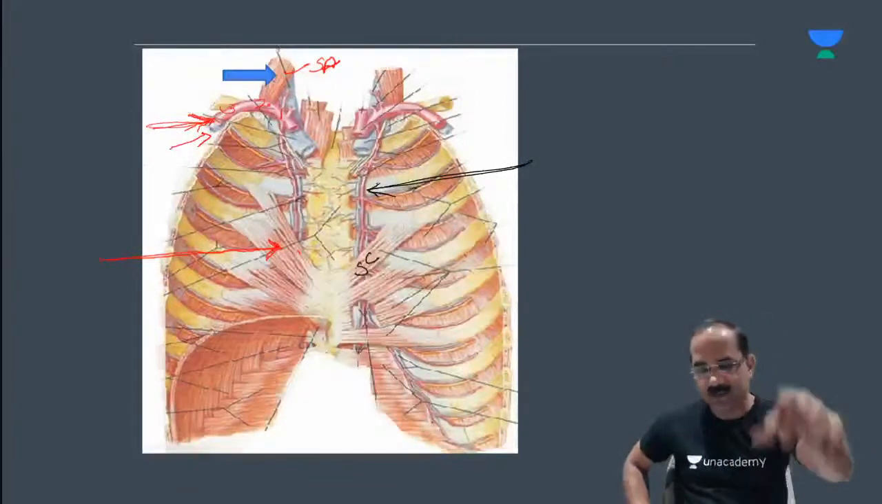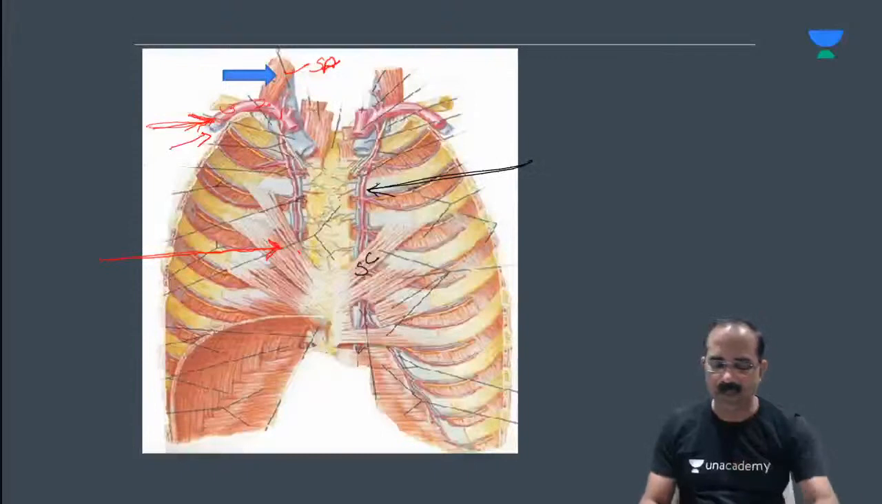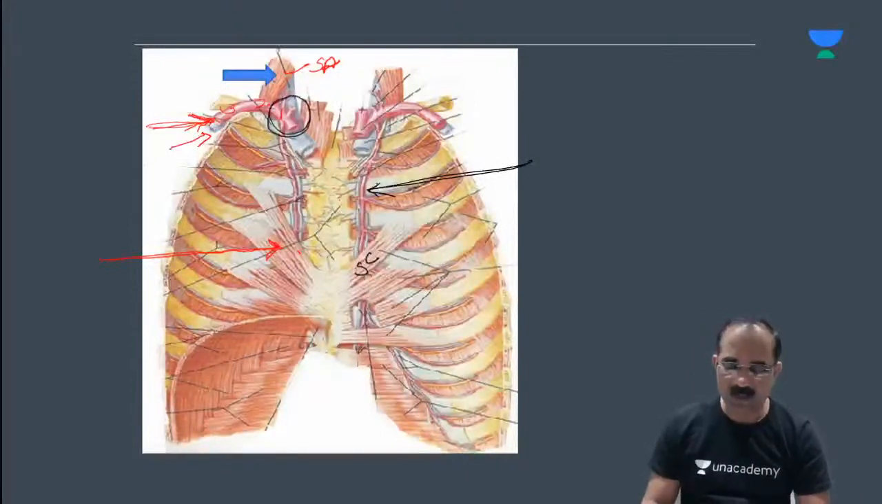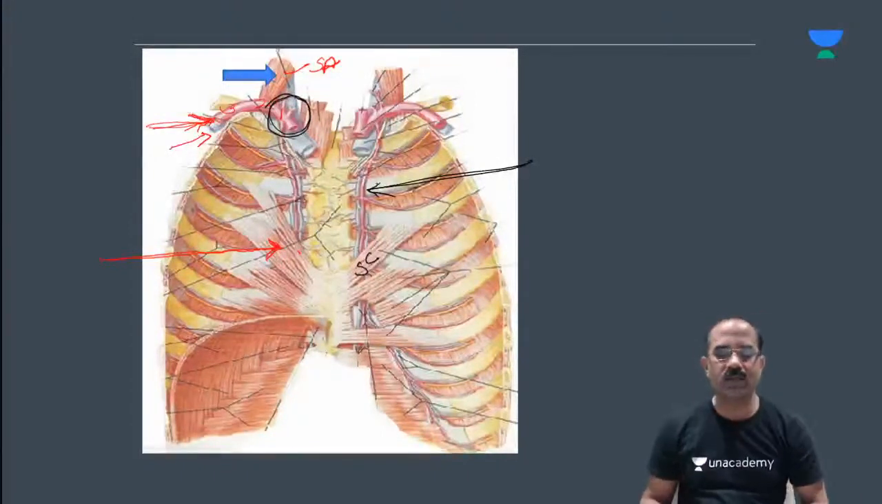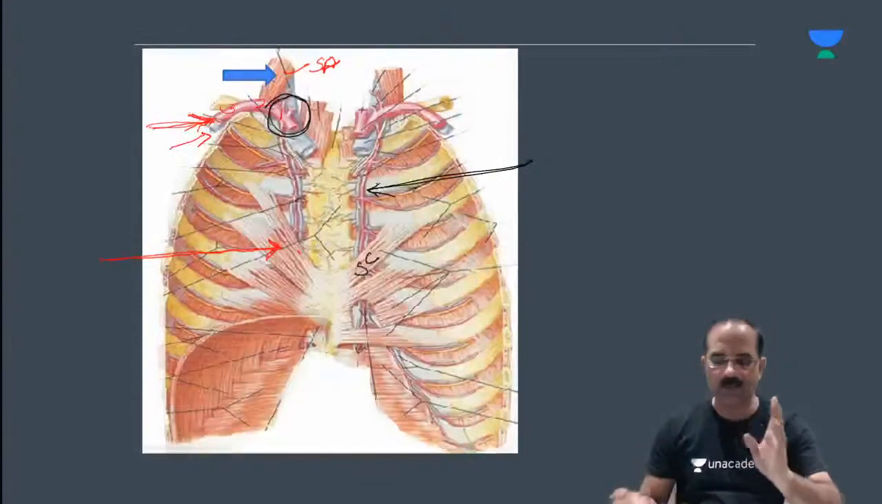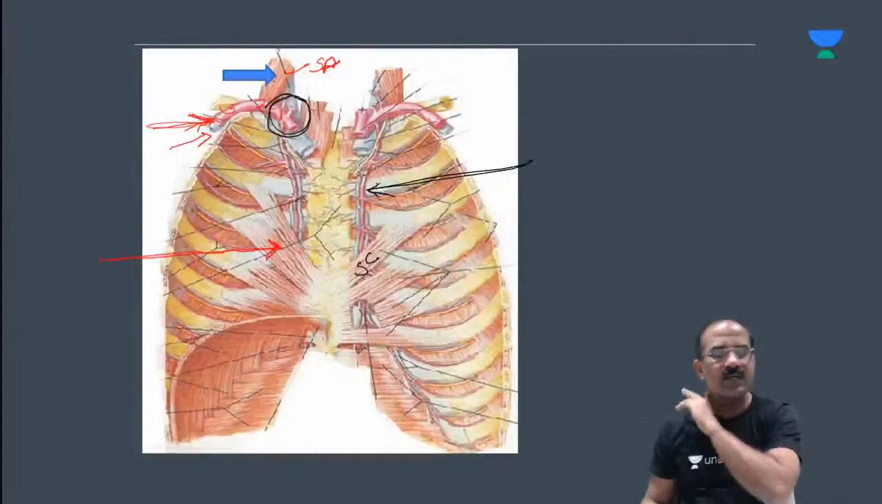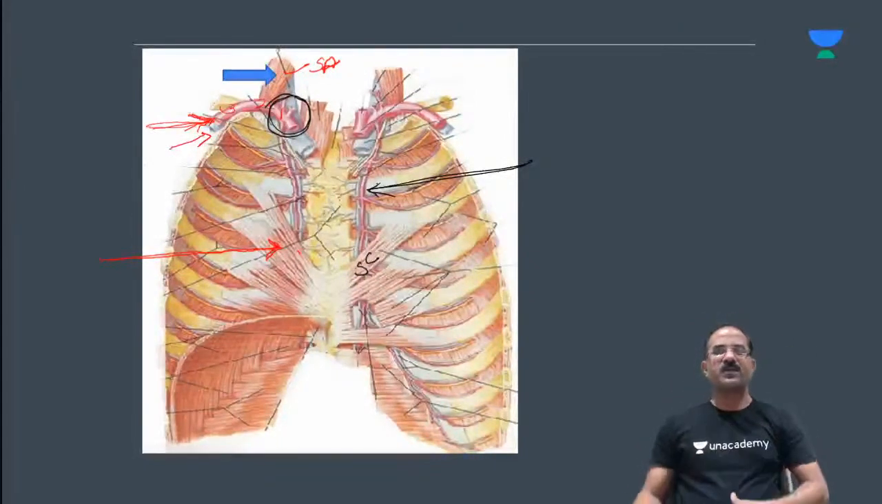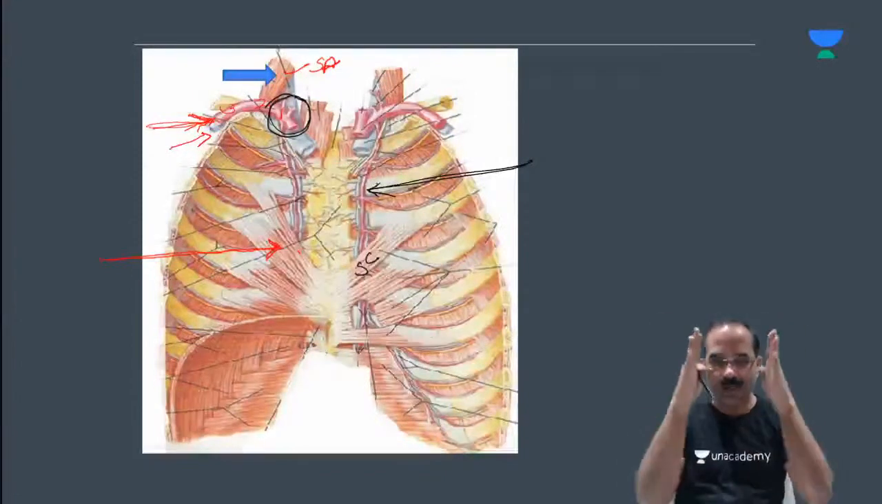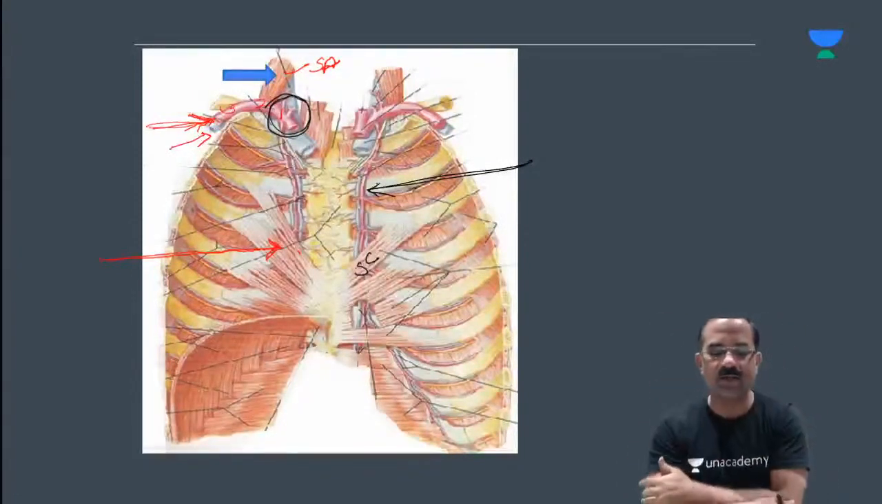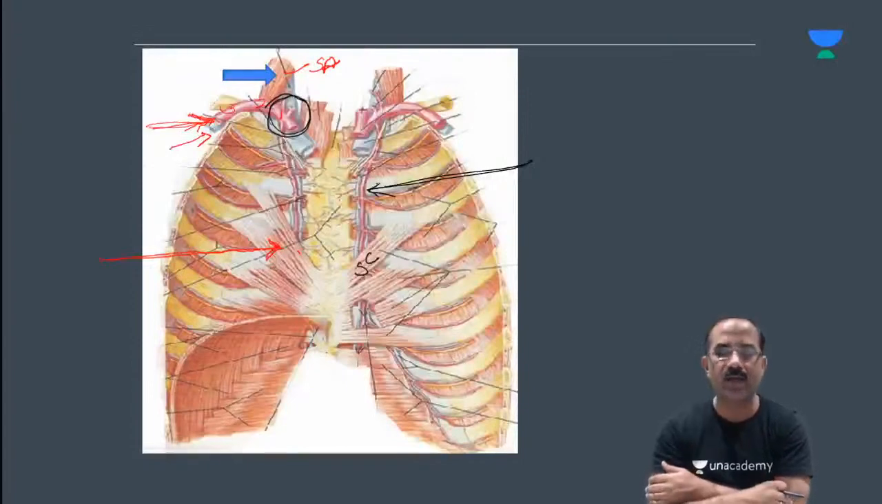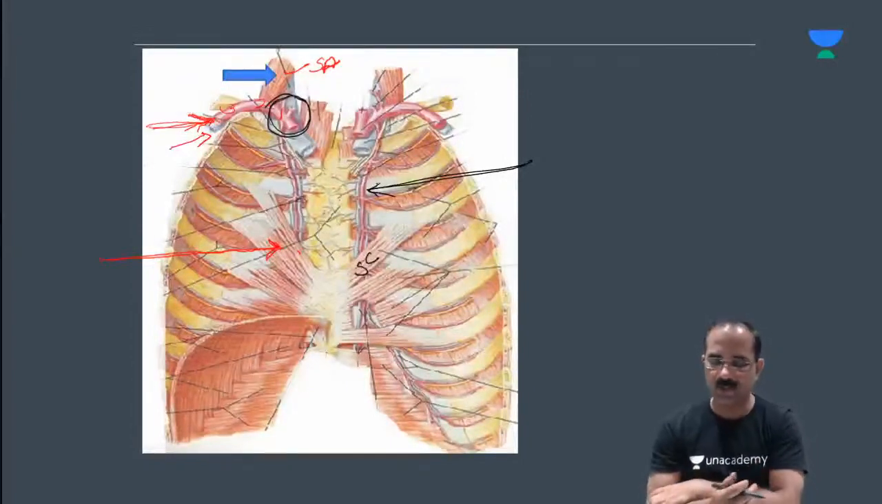The artery is a branch of the first part of subclavian artery. देखो बच्चों, this is the first part of the subclavian, and the first part of the subclavian gives a branch here. What is the name of this artery? Can anyone answer this? This artery runs on either sides of the sternum inside the thorax. We call this the internal thoracic artery.